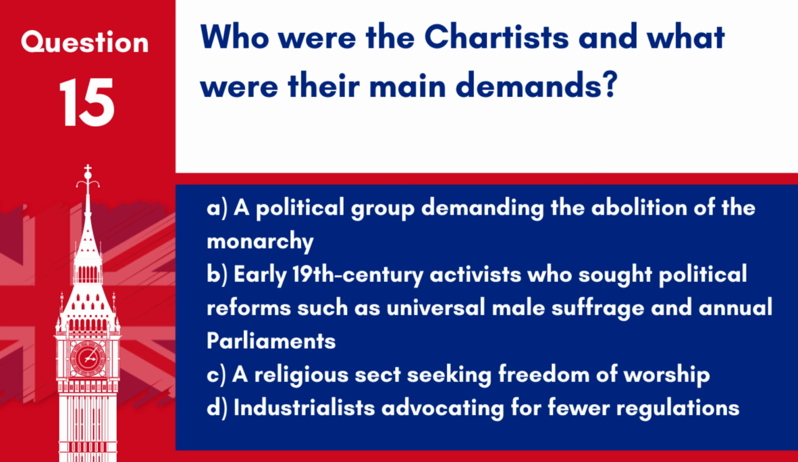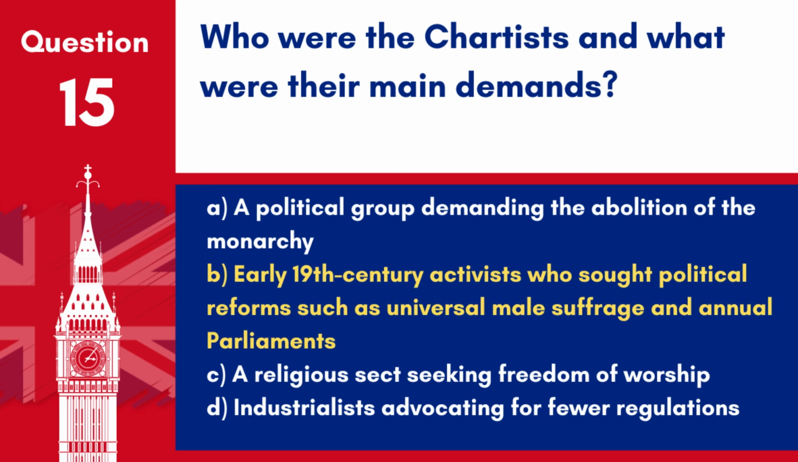Question 15. Who were the Chartists and what were their main demands? A. A political group demanding the abolition of the monarchy. B. Early 19th century activists who sought political reforms such as universal male suffrage and annual parliaments. C. A religious sect seeking freedom of worship. D. Industrialists advocating for fewer regulations.